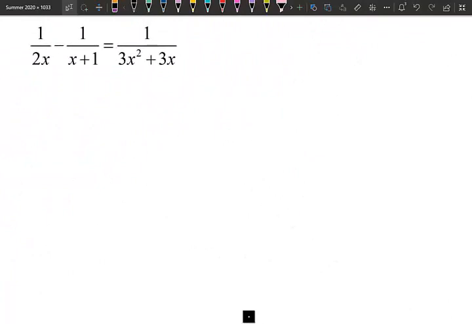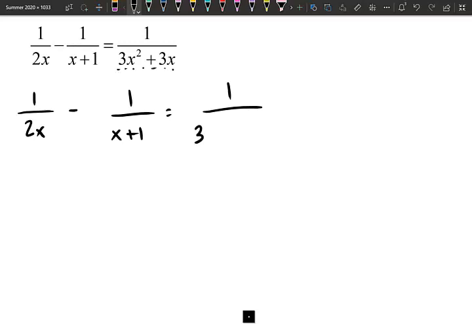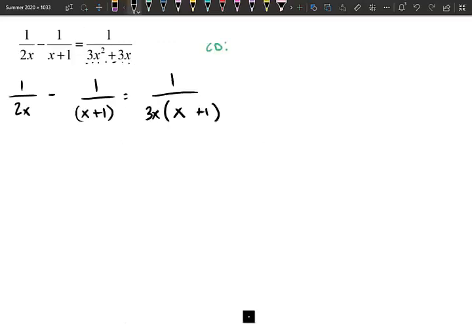All right, first things first, we need to look and see if we can factor. So 1 over 2x, nope, can't do anything there. Minus 1 over x plus 1, nope, I can't factor x plus 1, that just is what it is. I can factor the bottom, though. I can take a 3x out. If I take a 3 out of 3, I'm left with 1. And if I take x out of x squared, I'm left with x. Plus, if I take 3x divided by 3x, we're left with 1. All right, so we factored our denominator.